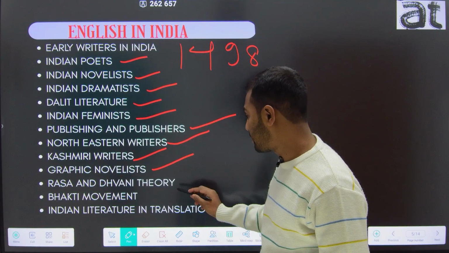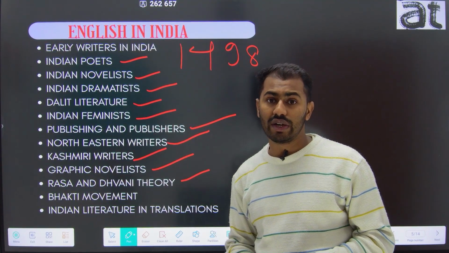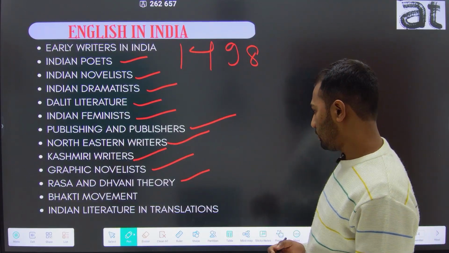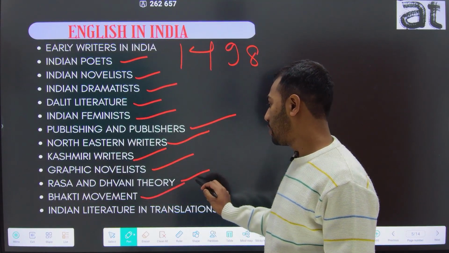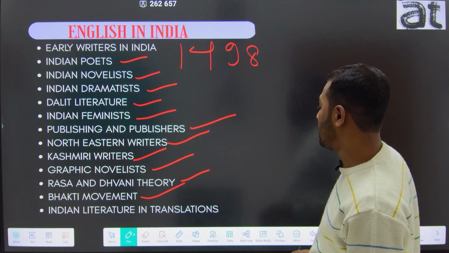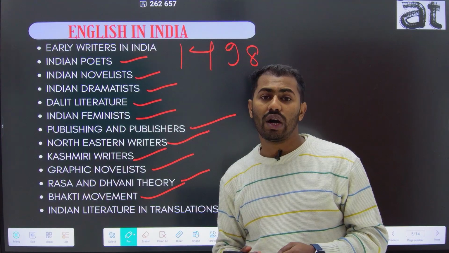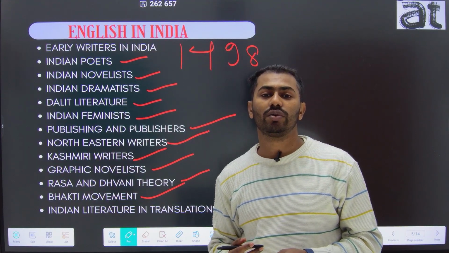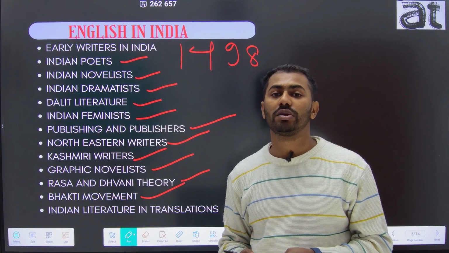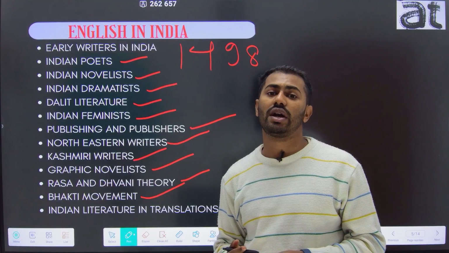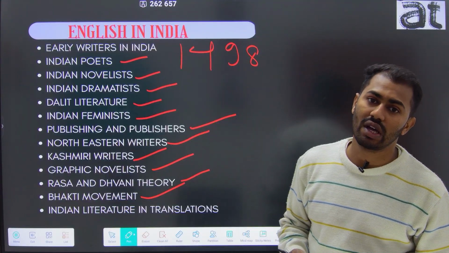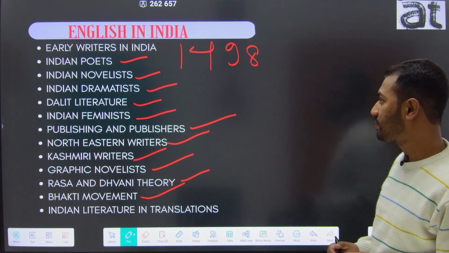After that comes rasa and dhvani theory. You have to read different kinds of rasas and what are the different dhvanis. Next comes the bhakti movement. You have to read bhakti movements. And last comes Indian literature in English translation. Who are the important translators who have translated different classical authors, and these are also important in English literature in India. And in Indian writing in English, at least 10 to 15 questions come in the UGC NET exam.